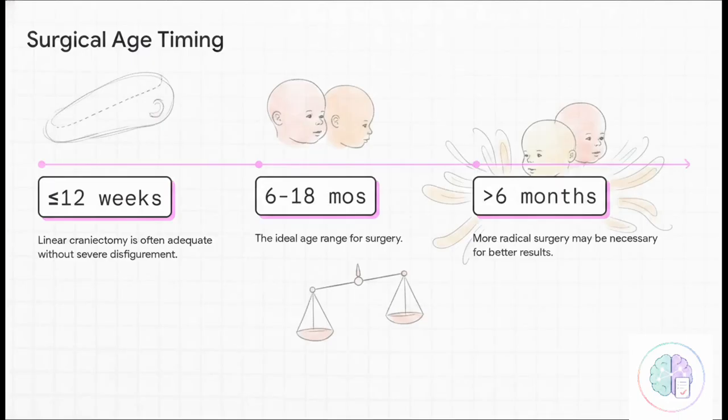When it comes to surgical intervention, timing is absolutely everything. If the patient is 12 weeks of age or younger and they don't have severe disfigurement, a linear craniectomy is often perfectly adequate. However, the universally accepted ideal sweet spot for surgery falls between 6 and 18 months. The trade-off you really have to understand here is that while earlier surgery allows for less invasive procedures, once you pass that 6-month mark, more radical surgery might become necessary to actually achieve those good long-term outcomes.